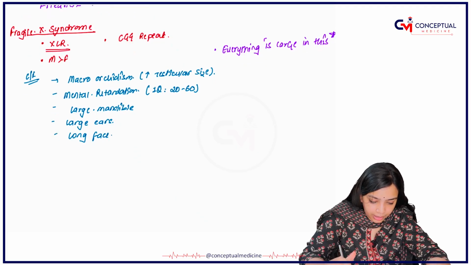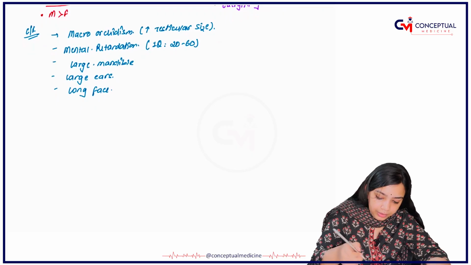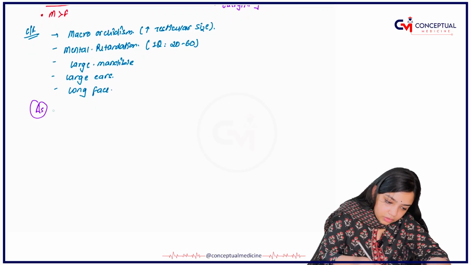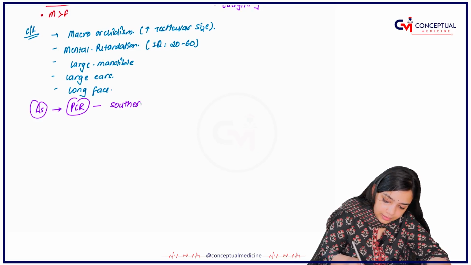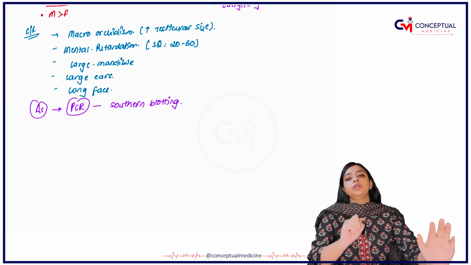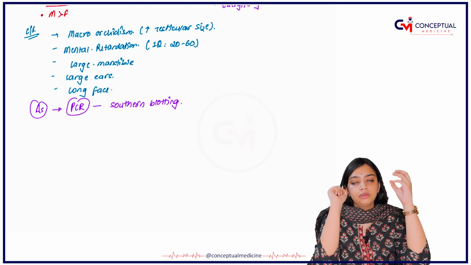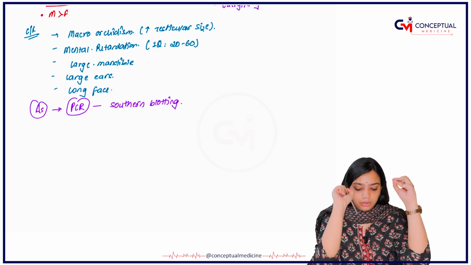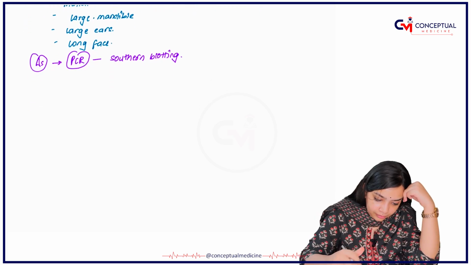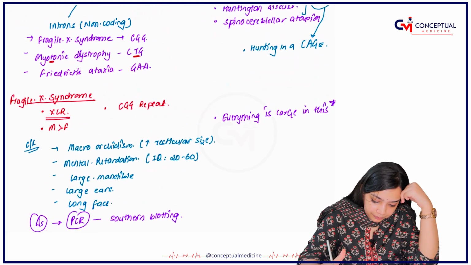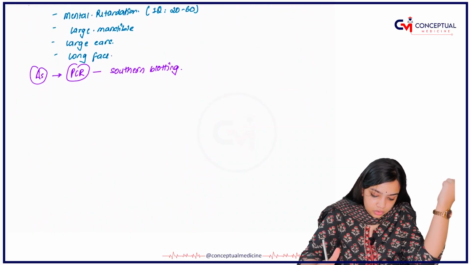Next thing that you have is the diagnosis. How do you diagnose this case? The diagnosis is basically on the PCR with the help of Southern blotting. You have three types of blotting techniques. What are they? Southern blotting, Northern blotting, and the Western blotting. Okay. So, right. This was all about your Fragile X syndrome.